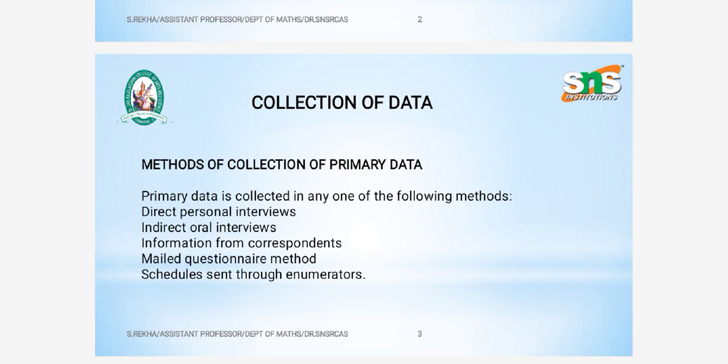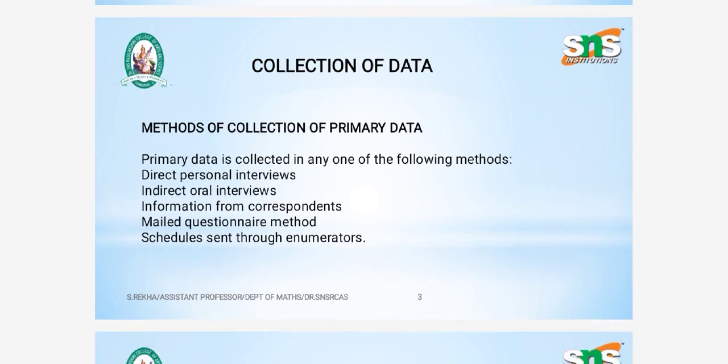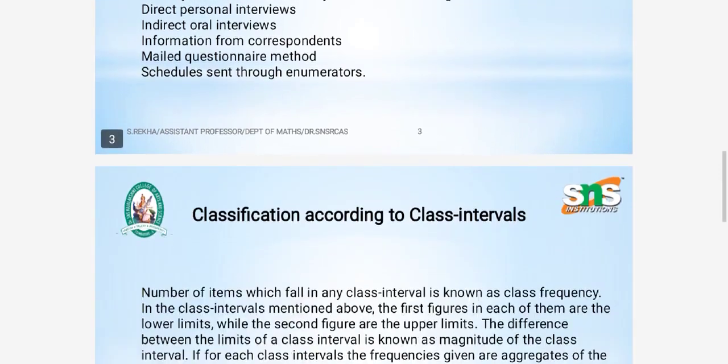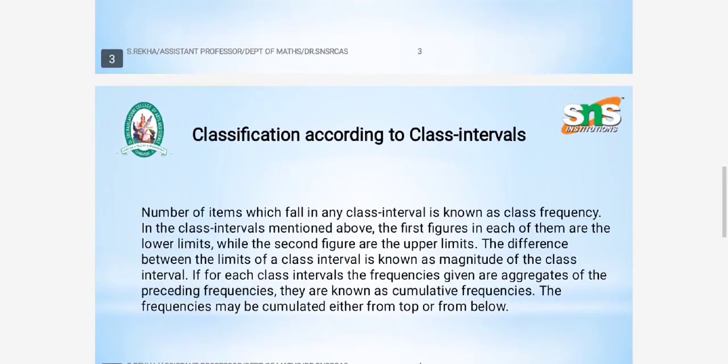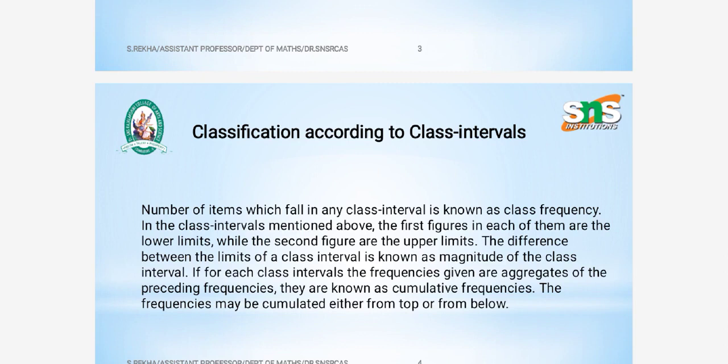During the corona time we used to collect the data on how many patients were affected, and so on. These are nothing but primary data. Whereas secondary data means data collected from unpublished sources. So there are two forms of collection of data: one is primary and another one is secondary data.